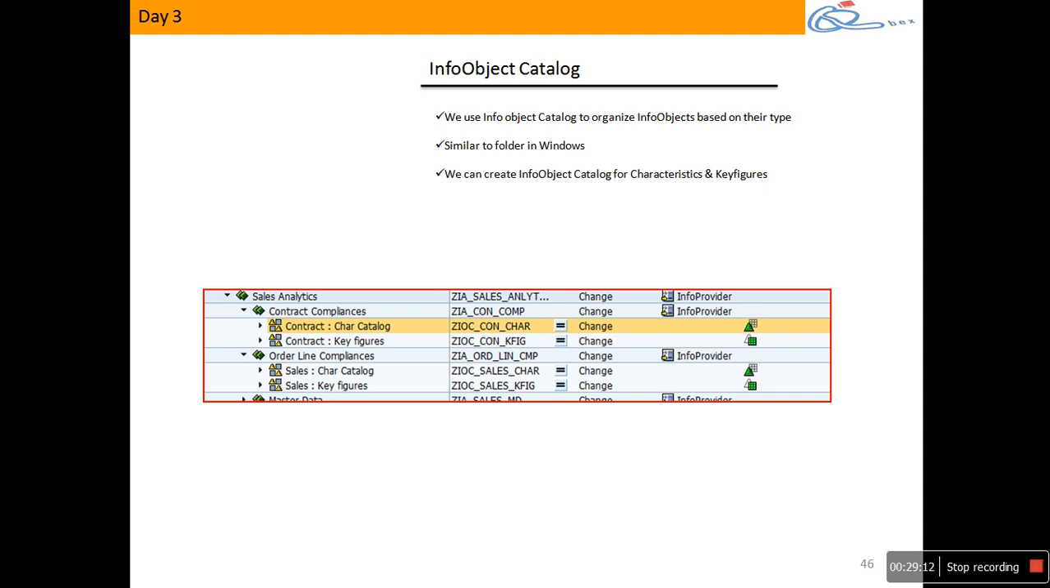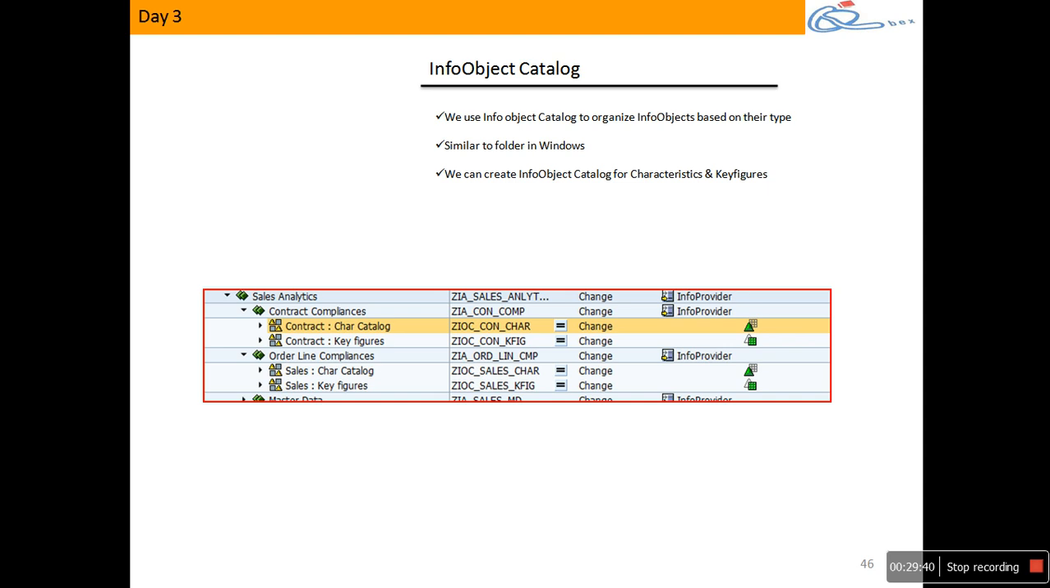Ultimately, my requirement is to create my info objects and create my cube using them. But before I create info objects, I want to organize those info objects based on their type. So I would create my info object catalogs, one for characteristic and one for key figure. Under the characteristic info object catalog, I'll create all my characteristic info objects. Under the key figure info object catalog, I'll create all my key figures. It is only organizing by the type of info object, nothing else.